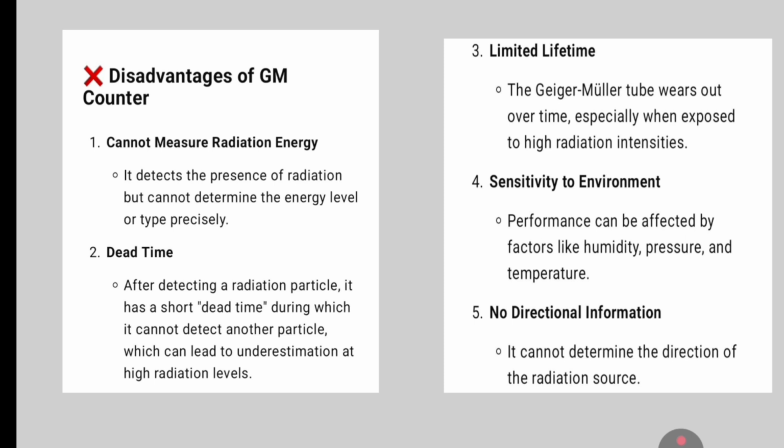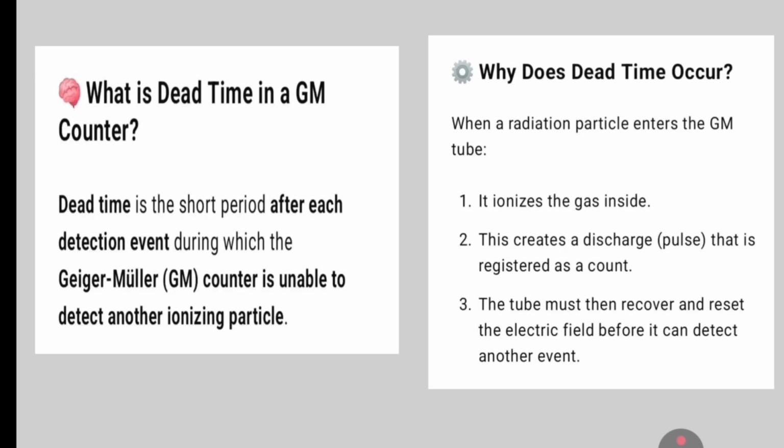Now, disadvantages of a GM counter. First, it cannot measure radiation energies, like gamma. Second, dead time. After detecting a radiation particle, it has a short dead time during which it cannot detect another particle. Third, limited lifetime. The GM counter wears out over time, especially when exposed. Sensitive to environment: performance can be affected by factors like humidity, pressure, and temperature. No directional information: it cannot determine the direction of a radiation source.